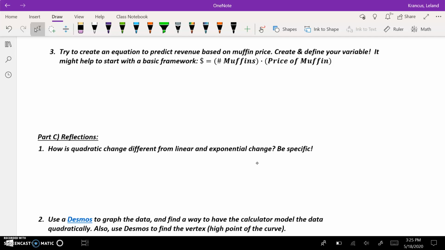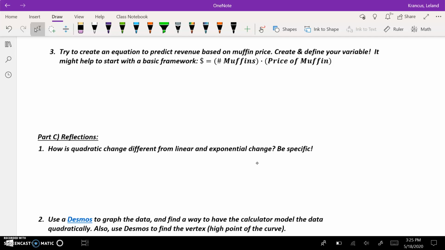And hopefully you found that it's actually really, really tough. This is supposed to be a difficult problem. So don't get too bogged down in the details as I go through this. We're just getting an idea of what some of the characteristics of quadratic patterns are and what some of the equation forms are, what the graphs might look like, and so on and so forth.